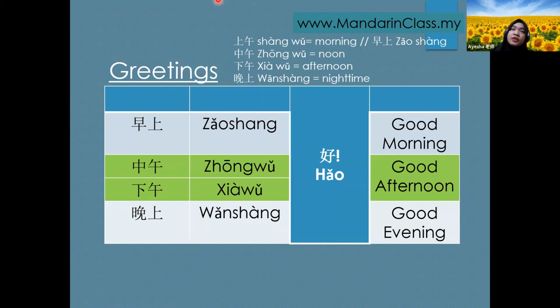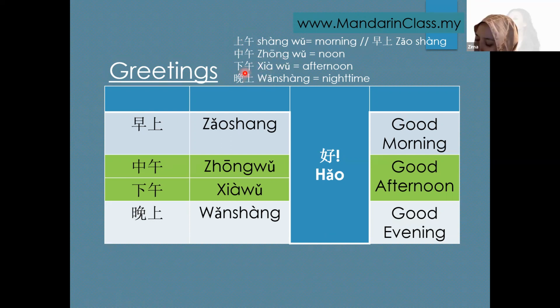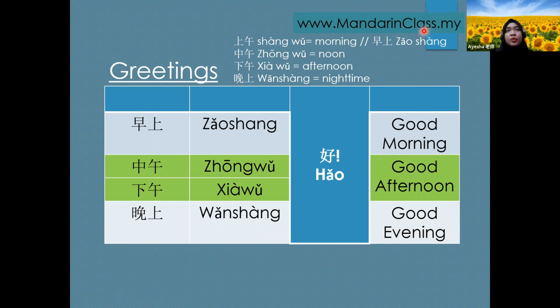All right, so again, let's repeat after me. 早上, 早上. Very good. Now, let's try again: 上午, 中午, 下午, 晚上, 早上. Very good. Now we have all the parts of the day.